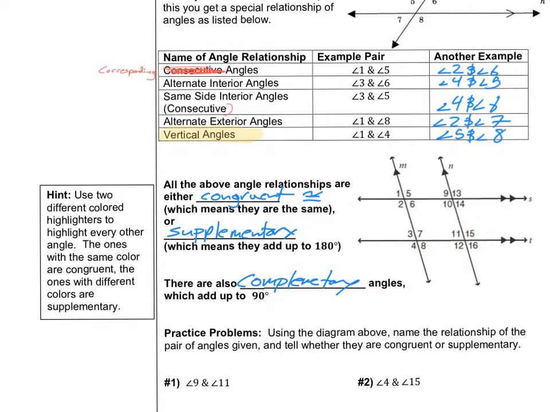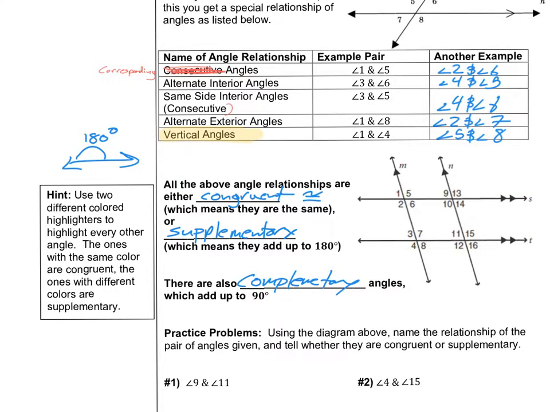And that means that the angles add up to 90 degrees. And here's kind of how I remember this. If you think about it, 180 degrees is a straight line. That measure right there is 180 degrees. So I think of supplementary starts with S, and they make straight lines.